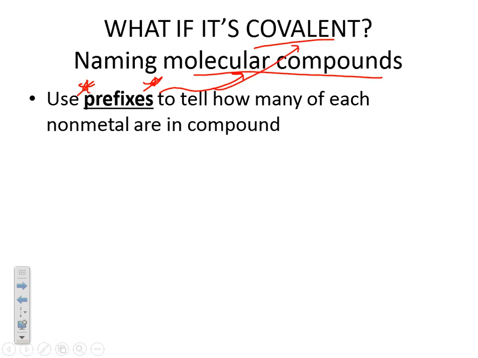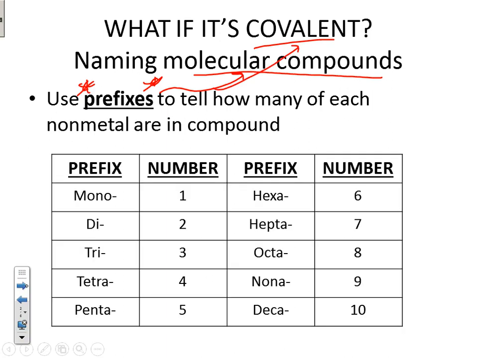So what are our prefixes? Prefixes are right here. So if it's mono, meaning if you only have one of something, we use the prefix mono. If you have two of an atom, we use the prefix di. 3 is tri, 4 is tetra, 5 is penta, 6 is hexa, 7 is hepta, 8 is octa, 9 is nona, 10 is deca. Yes, you do need to know these, but it's only up to 10. So that's all we need to know. So we use prefixes just to say how many that we have.